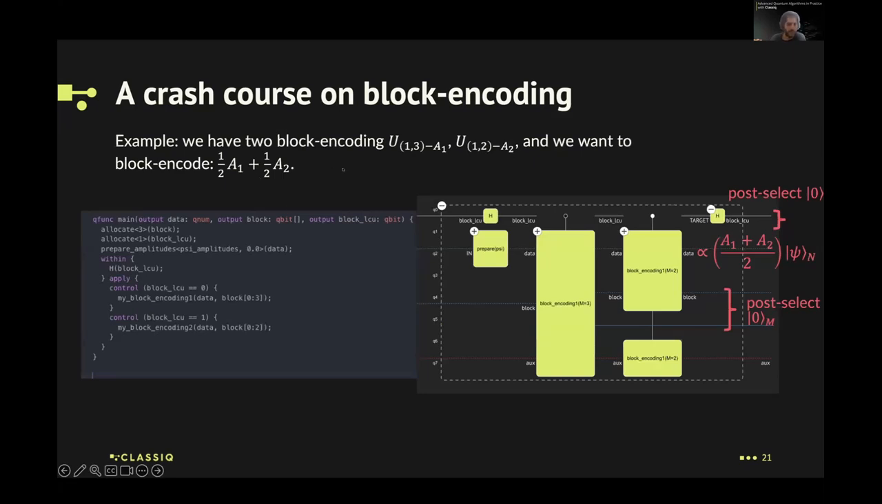So now I will show you how to do this in Classiq. Let's say, again, I have black boxes. I have two block encodings: one of A1 with a block size of 3 qubits, and a block encoding of A2 with a block size of 2. And I want to block encode the weighted sum. So again, I need to prepare the amplitudes of these betas. The way to prepare the amplitudes is just with the H gate. So I have one variable for the betas, for the prepare, and I need to do within-apply, right? Within H, apply something. This is what you see here.